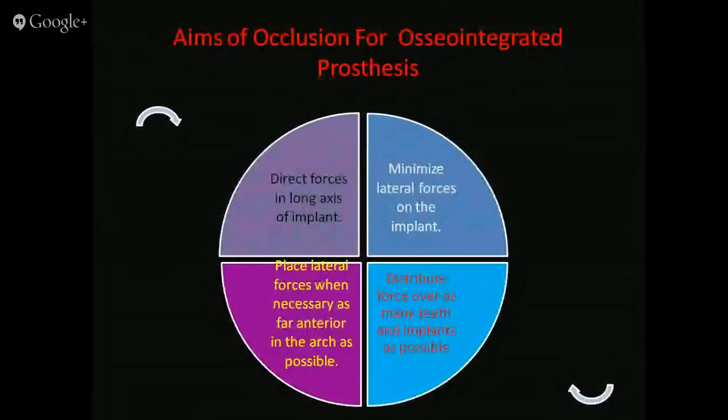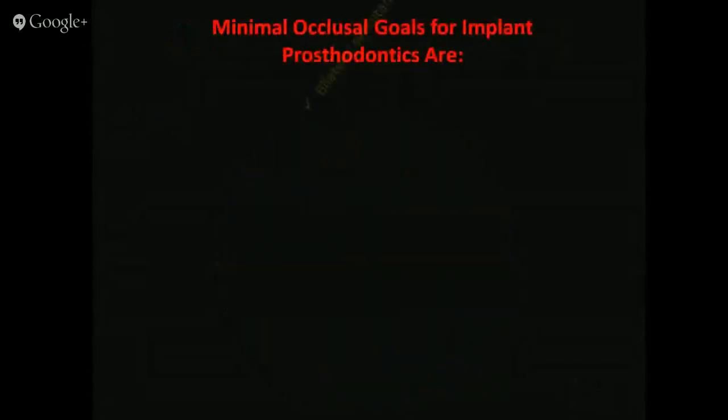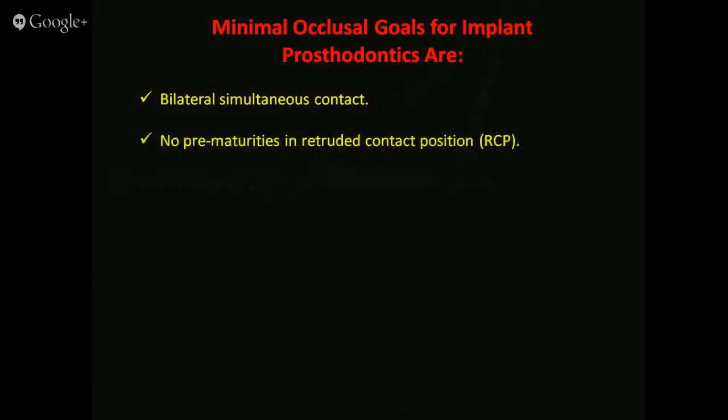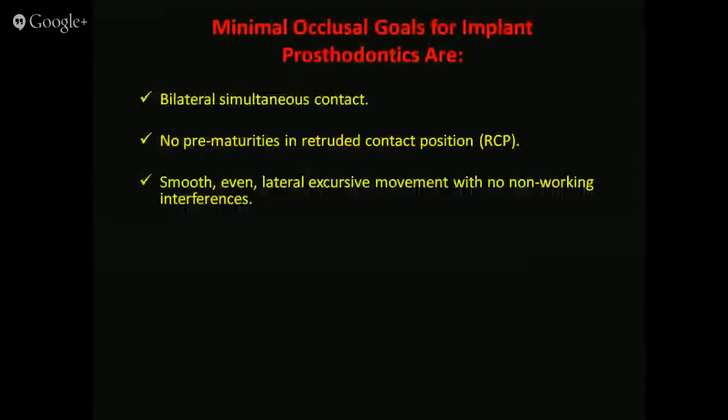What is the fulcrum in this stage? This is my temporomandibular joint. It should be as far away as possible. And how should the load be? We have to distribute it over as many teeth and implants as possible. Our goal is stress distribution and not stress concentration. The minimal occlusal goals that we are looking for is bilateral simultaneous contact. If it's not bilateral, we are introducing premature interferences, which again causes non-axial loading. We do not want any prematurities in the retruded contact position, which is nothing but centric relation.